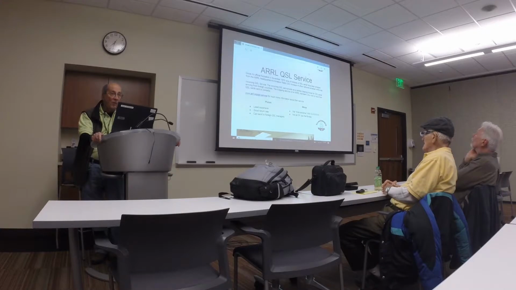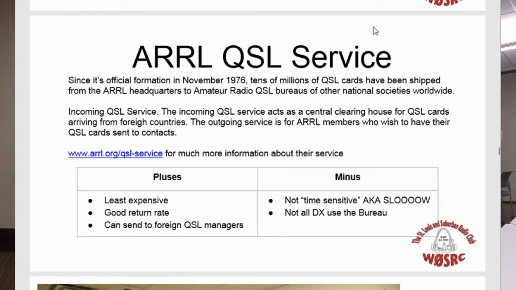Yeah, your cards have to be in order. Yep. And they want you to cut out the label off the QST magazine and tape that to an index card as the first card in your set. You have to be an ARRL member to do this. Yes, you do. Plus, it's least expensive, good return rate, can send to foreign QSL managers. Minuses, not time sensitive. In other words, slow. I've heard some people say it took 2 or 3 years or longer to get cards. Send them and forget them. Not all DX use the bureau.